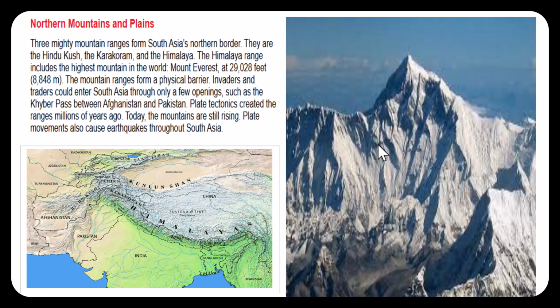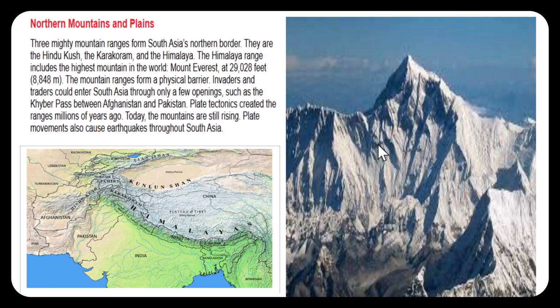Pakistan. Plate tectonics created the ranges millions of years ago. Today, the mountains are still rising. Plate movements also cause earthquakes throughout South Asia. Question number 10. What are the 3 big mountain ranges that form South Asia's northern border? They are the Hindu Kush, the Karakoram, and the Himalaya.